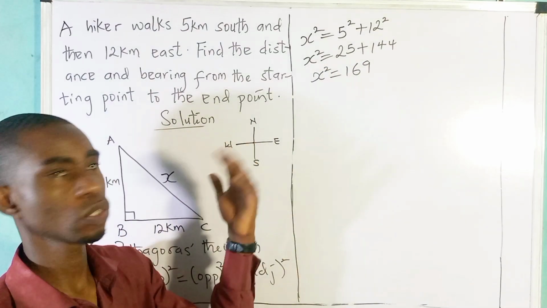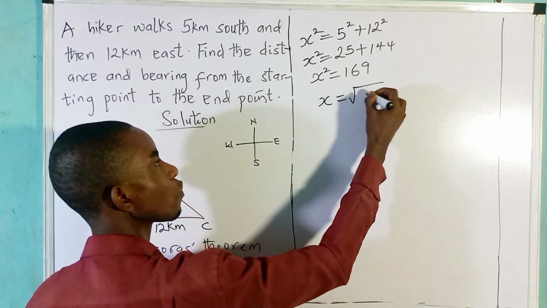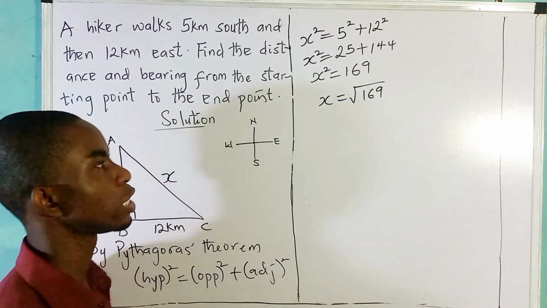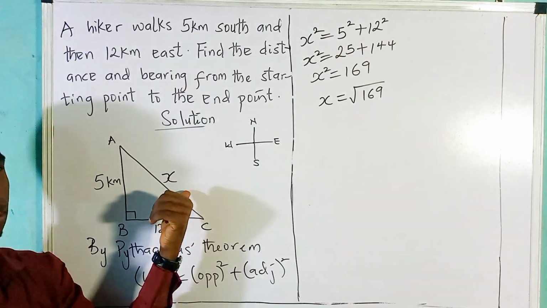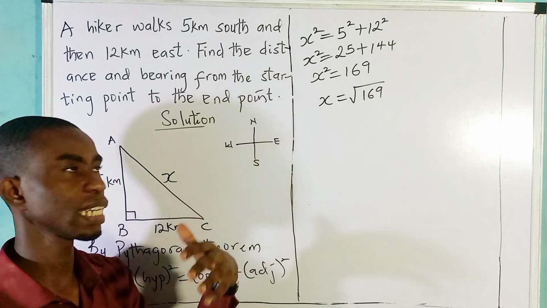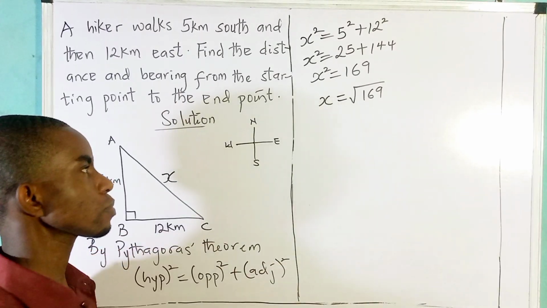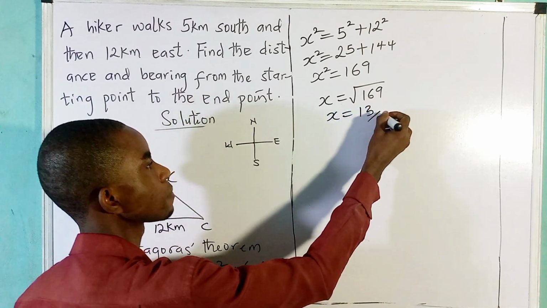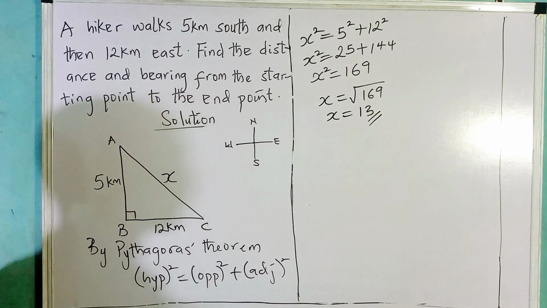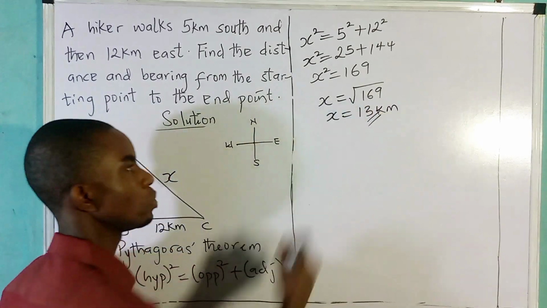To get the value of x, take the square root of both sides. x will be equal to the square root of 169. I know normally you write plus and minus here, right? But we don't need a negative kilometer. We don't need a negative distance. So I'm just going to skip that part. So x should be equal to the square root of 169, which is 13. Okay, that's the distance. Please put that in units, 13 kilometers.